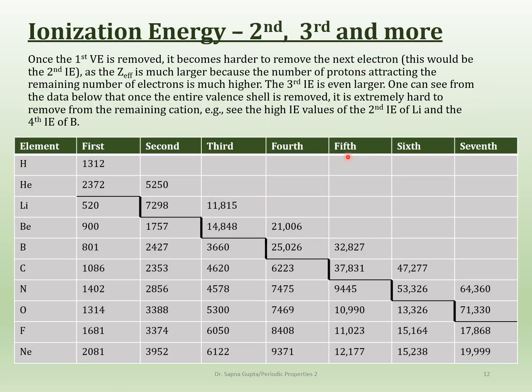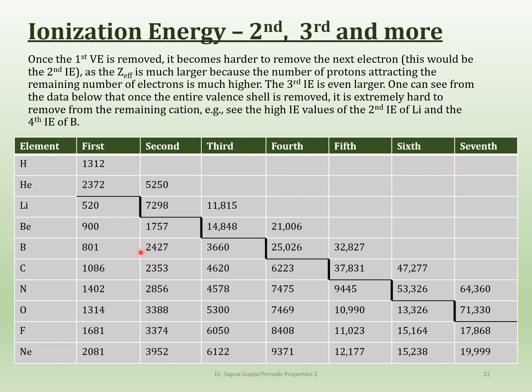So here's the ionization energy for the second, third, and fourth ionization energies. The thing that I want to show you here is that the first ionization energy can be small or high depending on the element. But the second one is always going to be higher, first of all. So all second ionization energies are higher. Why? Because now you have fewer electrons but still the same number of protons. So the effective nuclear charge increases.